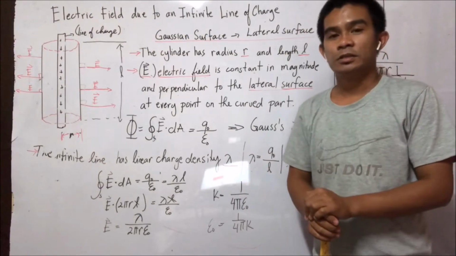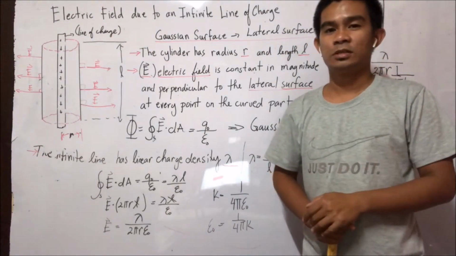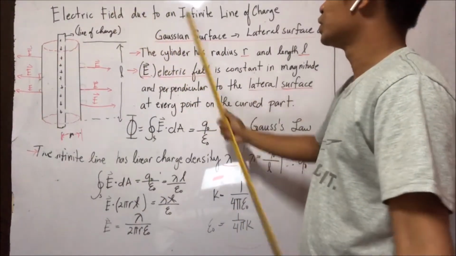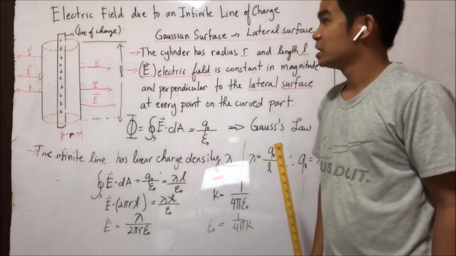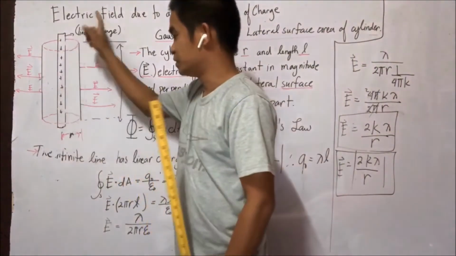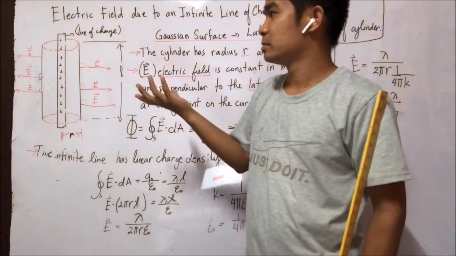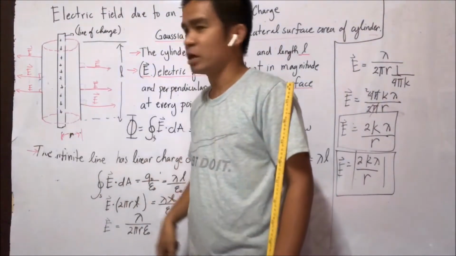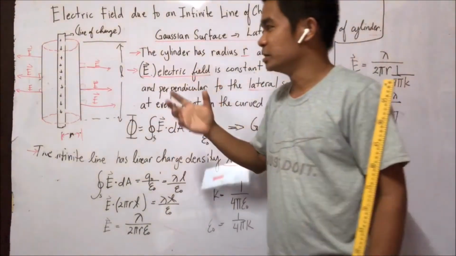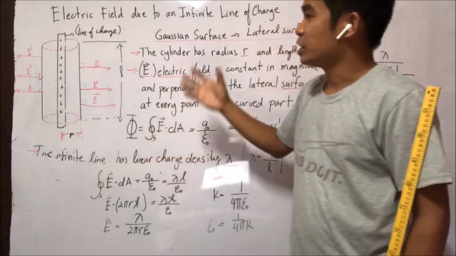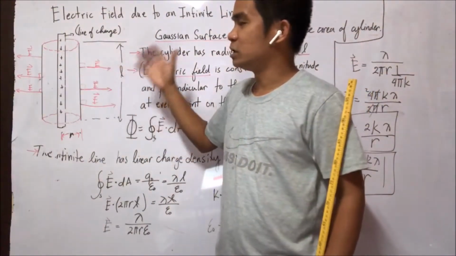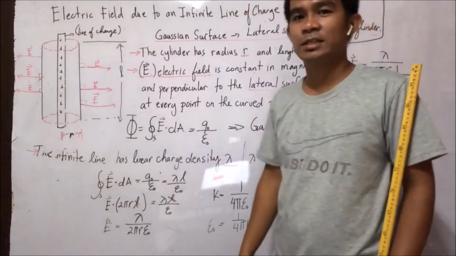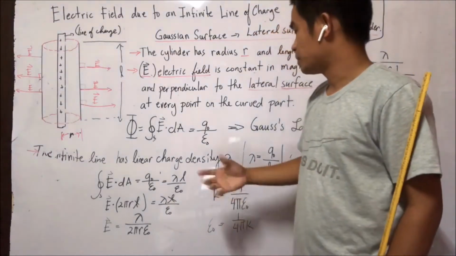One of the applications of Gauss's law to charge distribution is finding the electric field due to an infinite line of charge. This is the line of charge that is infinitely long. So meaning all points that are equidistant from the line of charge can feel the same magnitude of electric field. And the charge distribution is distributed uniformly along the line, and the charge distribution has cylindrical symmetry. So we can apply Gauss's law here.